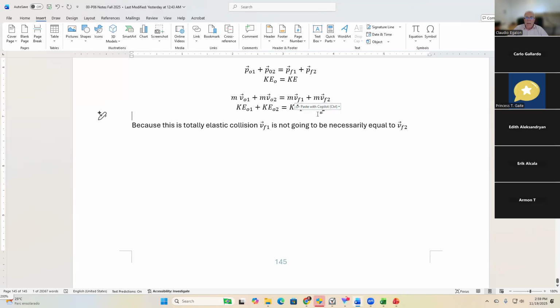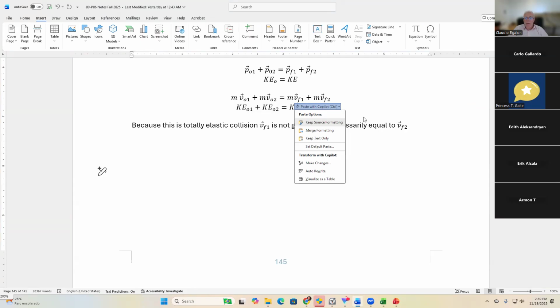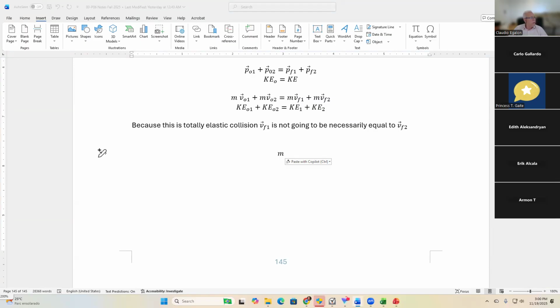I hate why the thing keeps on showing here. I hate when that happens. And I do not know how to get rid of this thing. Maybe I should turn off Copilot. You're right. Let's see. Yeah, it doesn't have that. But anyway, I have KE1 plus KE2 here. And I really do not know how to get rid of this annoying thing. Make change, visualize the table to right, set default paste, keep text only. I don't know. Yeah. Okay. Now I got rid of it. Looks like I had to release the buffer from whatever.